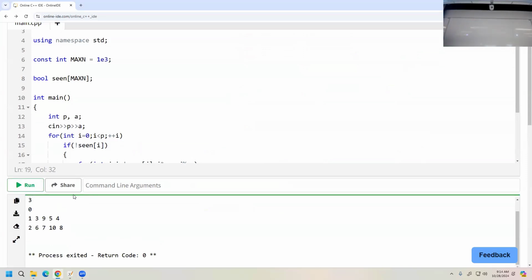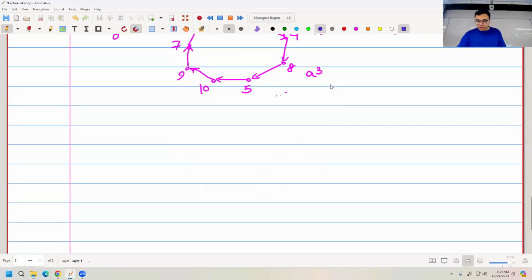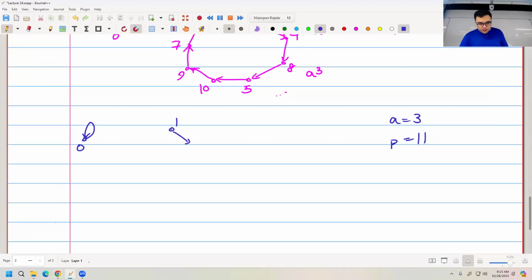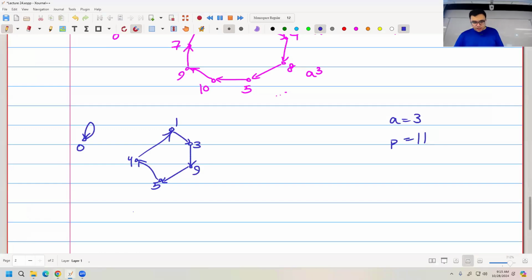You see, if I have 11 and 3, now other than the trivial cycle of 0, I have 2 other cycles. So let's draw this as well. So in this case, a is 3 and p is again 11. I have the trivial cycle from 0 to itself. I have 1, 3, 9, 5, 4. And then I have 2, 6, 7, 10, 8.